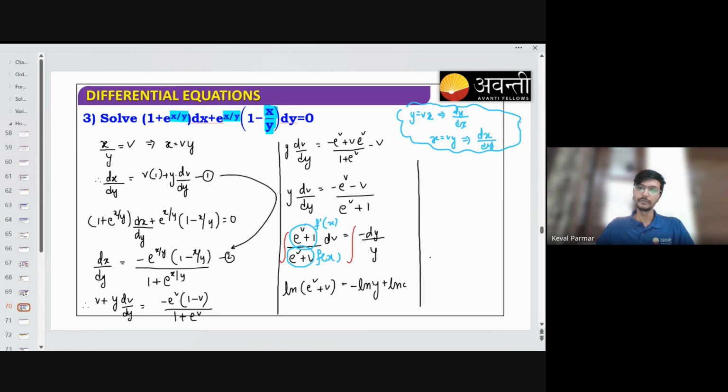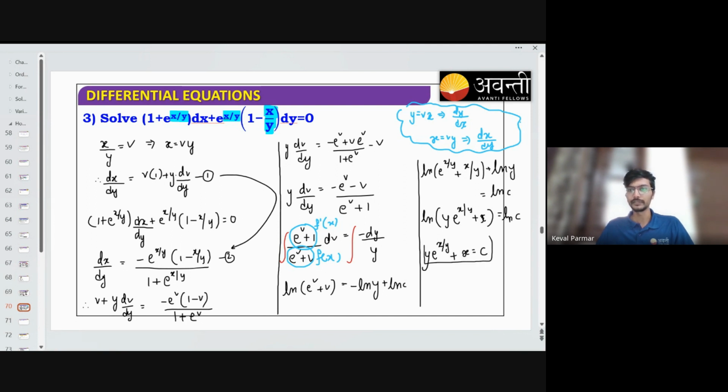Same simplification will do. So I'll get ln e raised to x by y plus x by y, correct? Plus ln y is equals to ln c. So on the left hand side, I can use the property of log. I'll get ln y e raised to x by y plus x is equals to ln c. I can take anti-log on both the sides. So my final answer will be y e raised to x upon y plus x is equals to c.